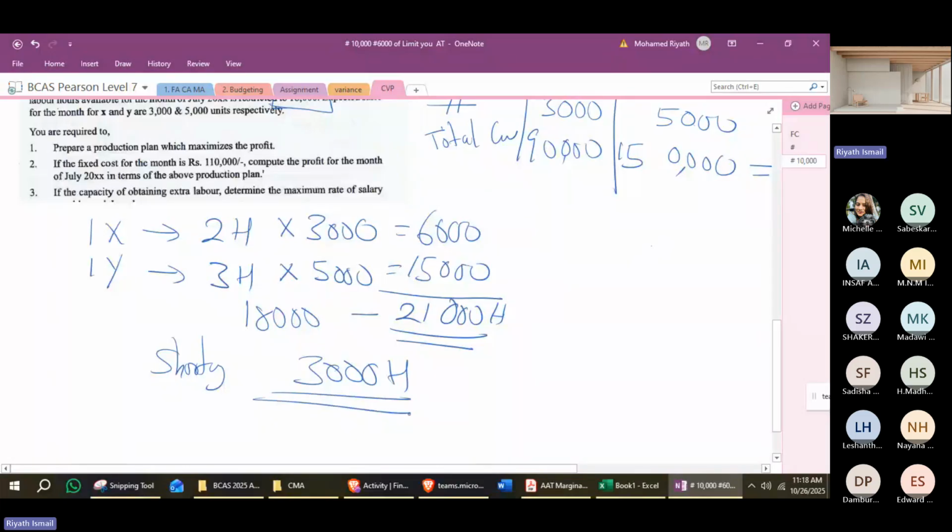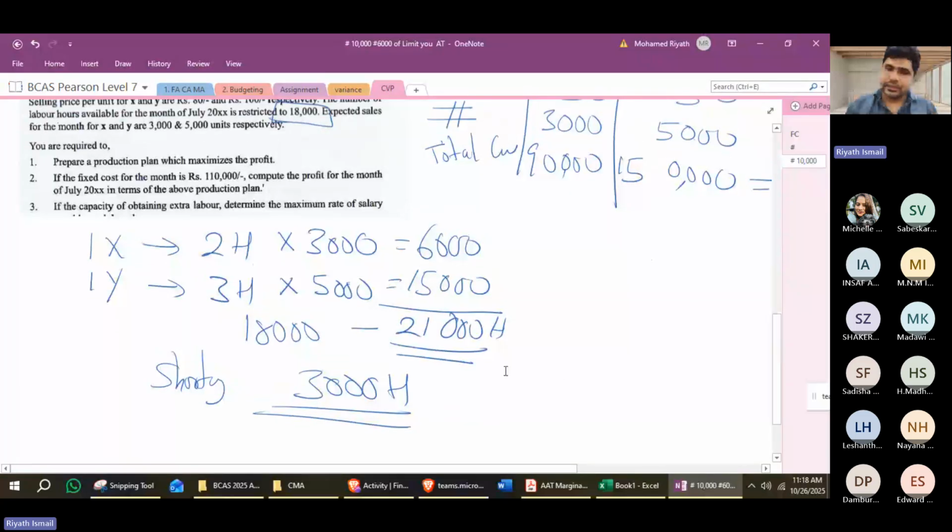The 3,000 hours limit our capacity. So the company has to decide how many units of X and how many units of Y to produce in order to maximize the profit. How do we do this? First, find the contribution, then the limiting factor, and next the contribution per limiting factor.